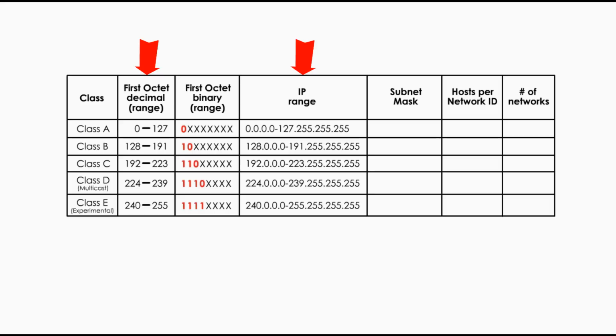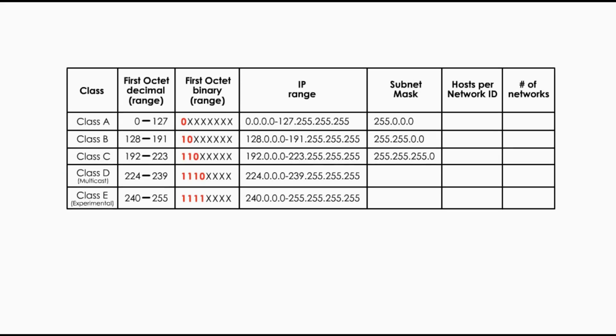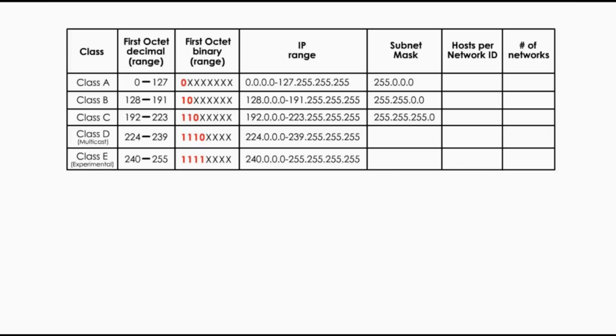Now let's move to the default subnet mask. The Class A default subnet mask is 255.0.0.0. Class B is 255.255.0.0 and Class C is 255.255.255.0. And we do not have subnet masks for Class D and E, which makes our life a little bit easier.